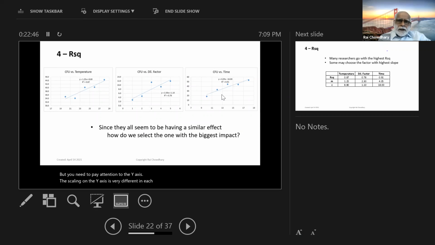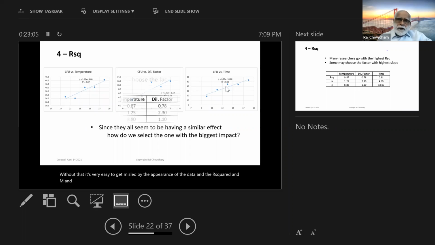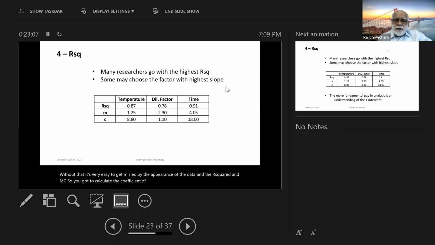So that is why you got to look at the coefficient of variation of this data set with regard to the y parameter. Without that, it's very easy to get misled by the appearance of the data and the R squared and M and C. You got to calculate the coefficient of variation. That's the message I'm trying to give you.